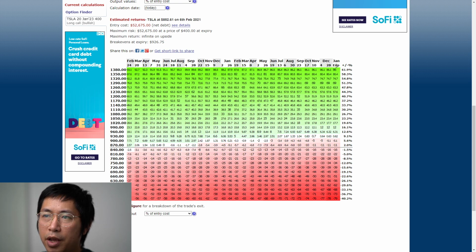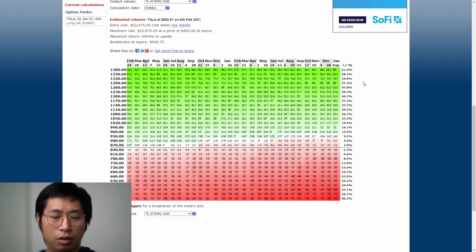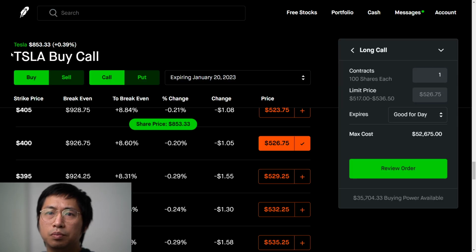Now, at expiration, for example, if it's around 1380, you're going to make an 86% profit. If it goes down and it goes to about $600, you're going to be at a 62% loss. Like I said, options are super risky, and if it turns out that Tesla does not go up, you might not make any money at all.